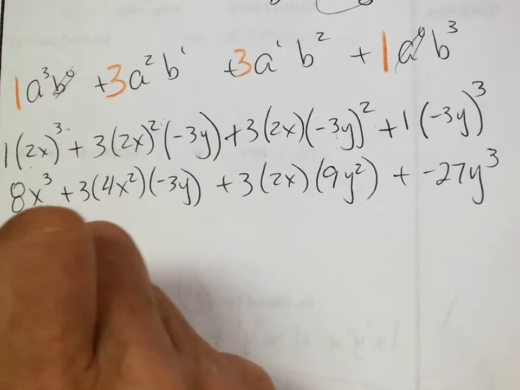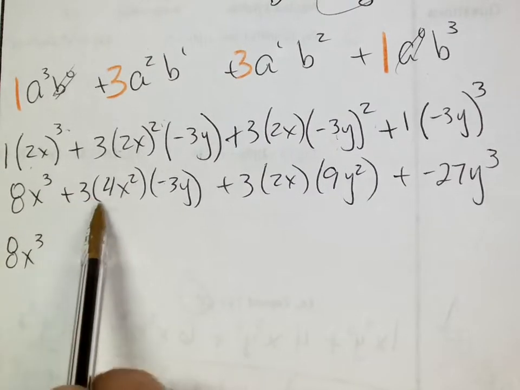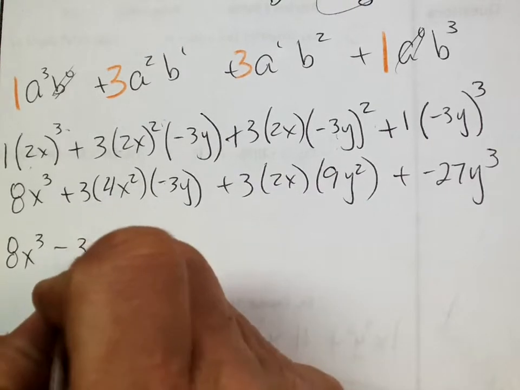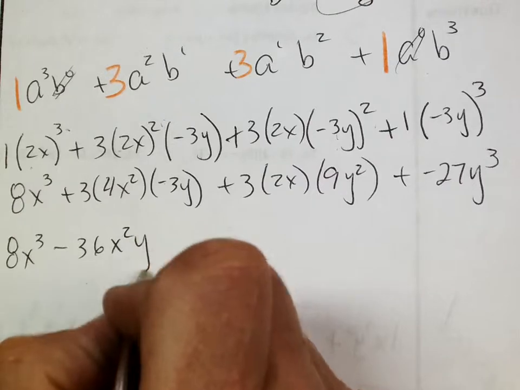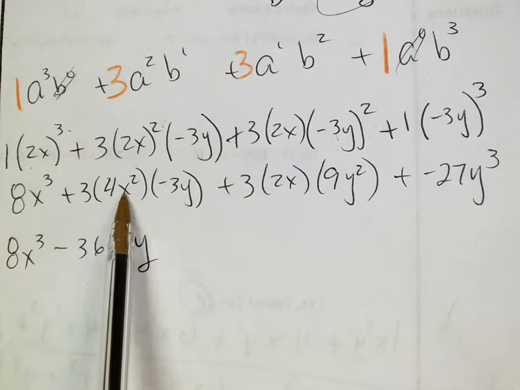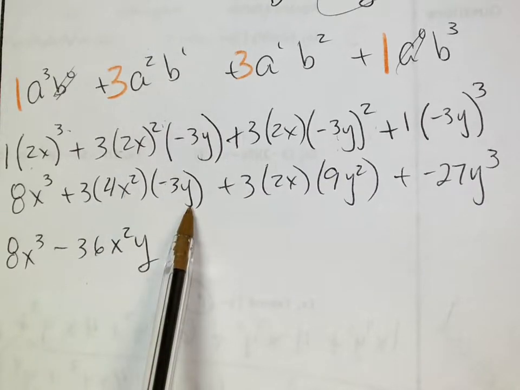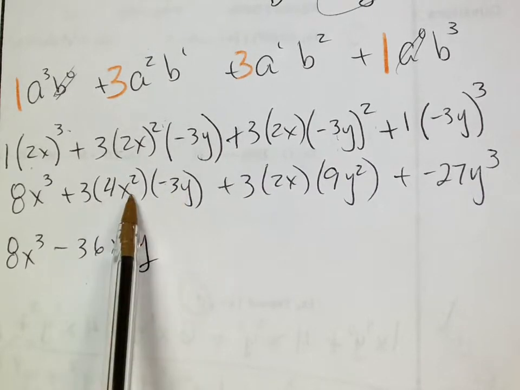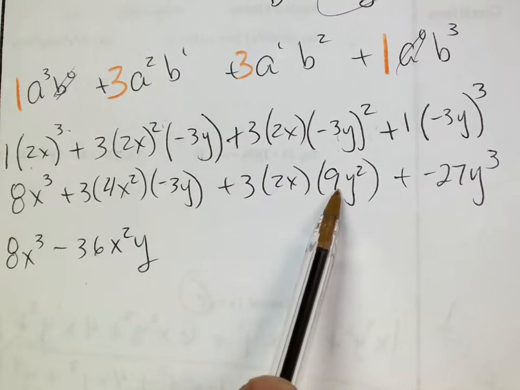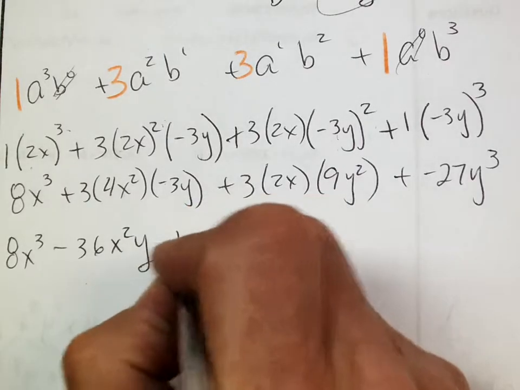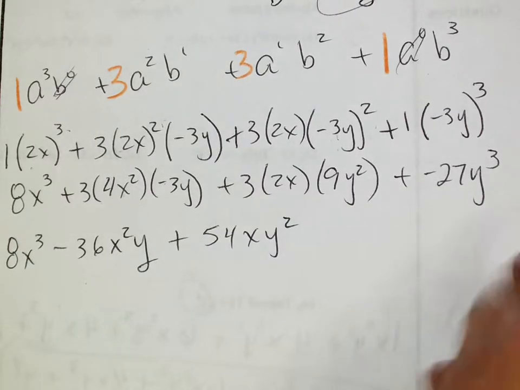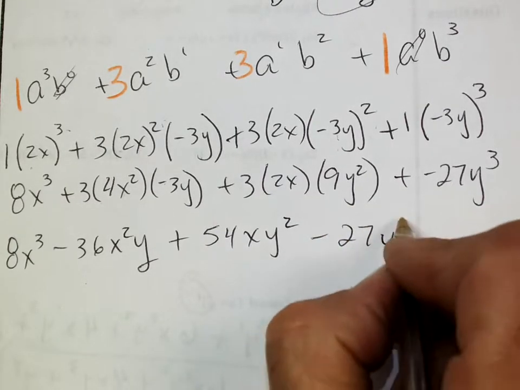I'm going to have an 8x cubed, right? 3 times 4 is 12. 12 times negative 3 is a negative 36x squared y. Okay, take a look at that. 12 times negative 3 is negative 36x squared y. Got it? You're going to get the negative 36x squared y. 3 times 2 is 6. 6 times 9 is 54, right? So I have a positive 54xy squared. And then that's just minus 27y cubed.